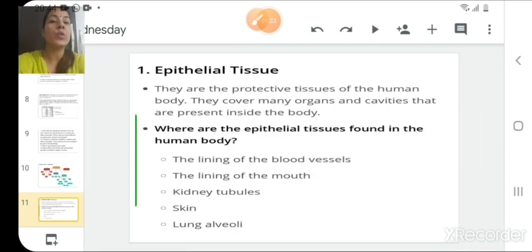So epithelial tissues are the protective tissues of the human body, and they cover many organs and cavities that are present inside our body. Now the question arises, where is epithelial tissue found in our body? As I told you earlier also, these are present in the lining of blood vessels, lining of the mouth, kidney tubules, skin and lung alveoli, etc. So this is the basic answer to this question and it is very important.